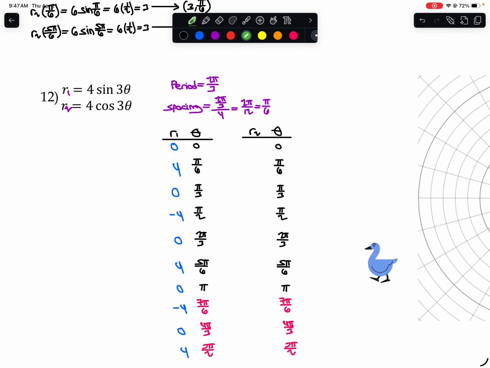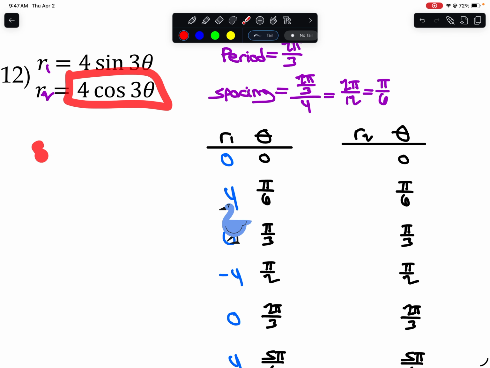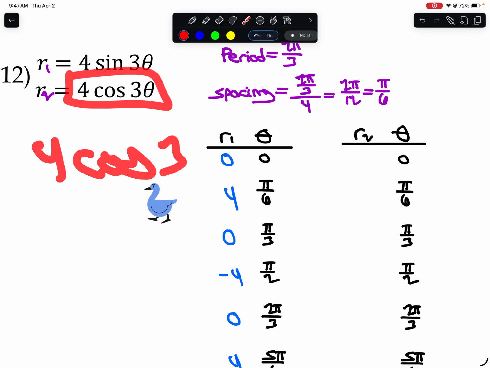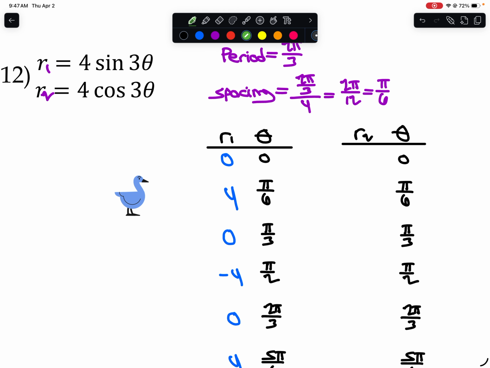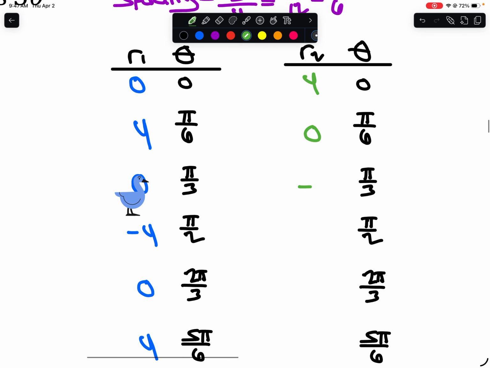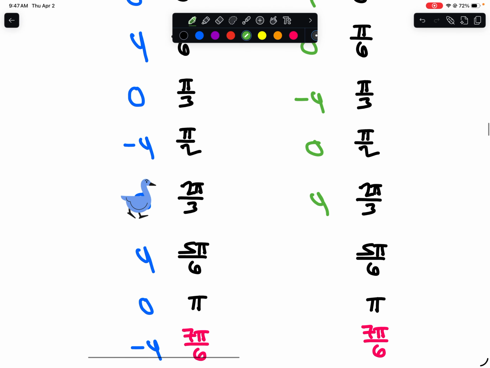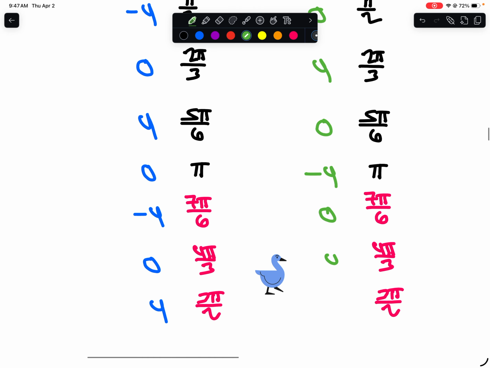Okay, so now let's look at the second rose. So I'll do this one in green. So we're going to look at the cosine rose. So I'm going to do 4 cosine 3 times 0, which is going to be 4 cosine 0, which is 4 times 1, which is going to start at 4. So if it starts at 4, then the next value is 0. Then it'll be negative 4, 0, 4, 0, negative 4, 0, 4, 0.